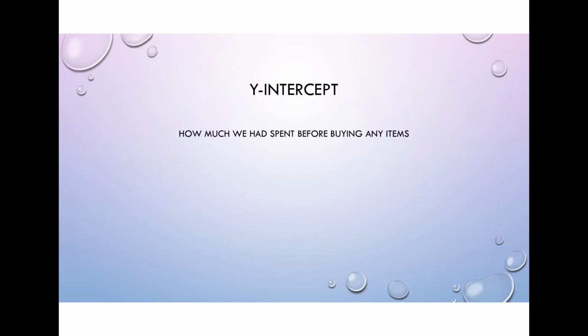Then we made connections to our y-intercept, and we saw that our y-intercept was how much we had spent before buying any items. So going back to what Sarah had spent, $9 before she even bought a single item. We saw that in her equation, y equals 2.5x plus 9, the 9 right here would be our y-intercept, because that was how much money she had spent before she had bought a single item. And then we drew conclusions saying that the y-intercept is where your line crosses the y-axis, so when x is equal to 0.